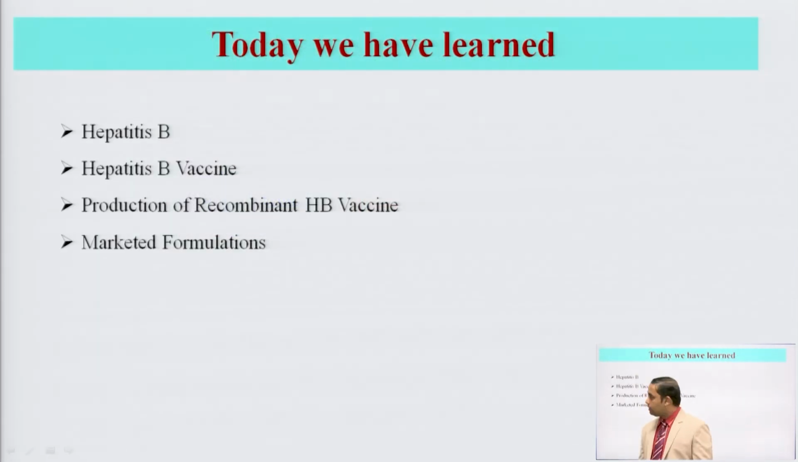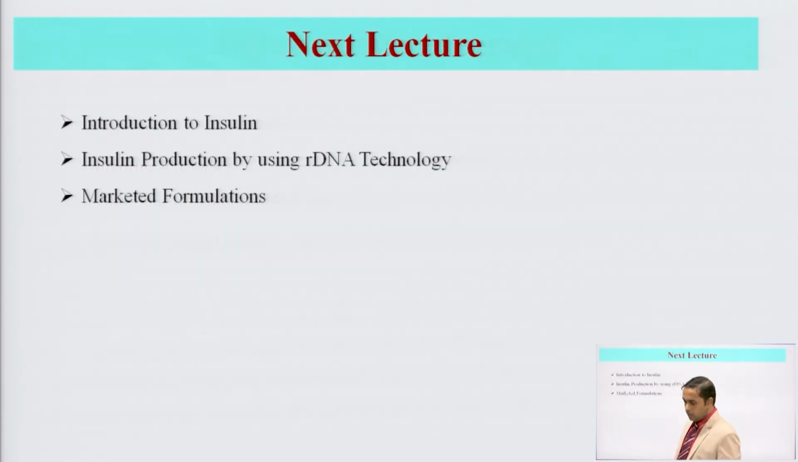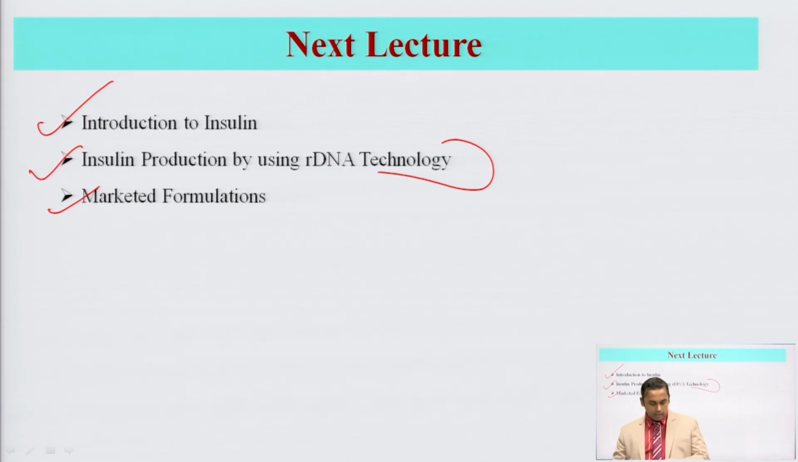So, today we have learned these things: hepatitis B disease, its vaccine, how you can produce it, and about the marketed formulation. Next day I am going to tell you something more interesting, insulin. Yes, you can use insulin to fight against diabetes. Introduction to insulin, I will tell you insulin production by rDNA technology and about the various marketed formulations.